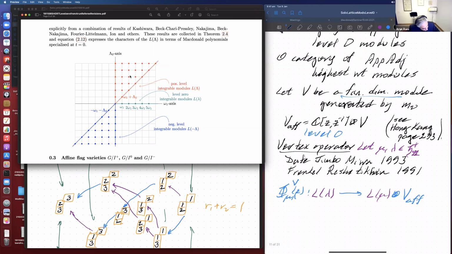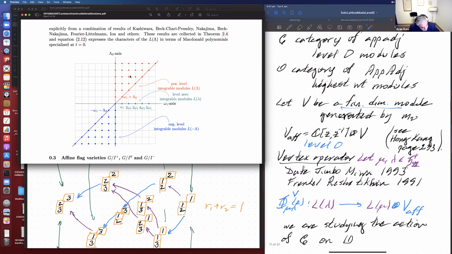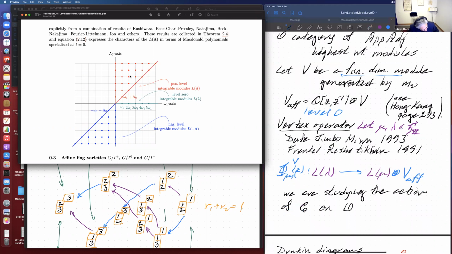So from my point of view, when we study vertex operators, we're studying the action of C on O. Because the purple guys are highest weight modules in category O, and the blue guys are level 0 modules in category C. And somehow what this whole game seems to be about is that you take something from O, you tensor it with something from C, and you get something back that's in O, right?